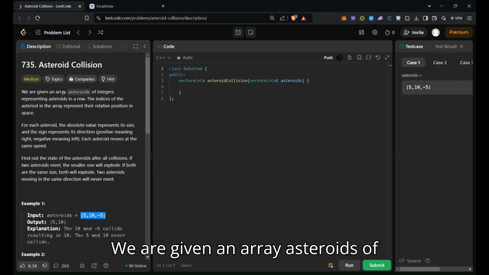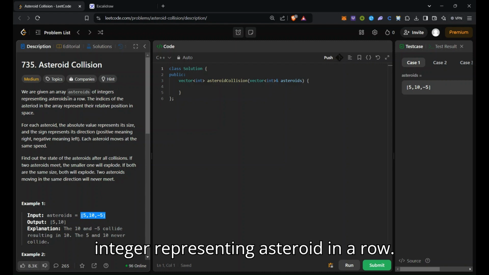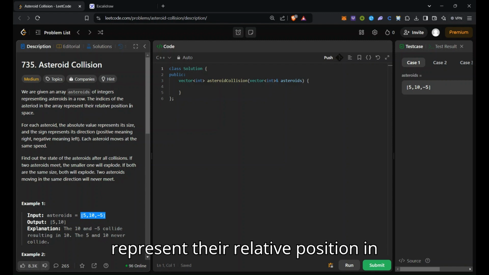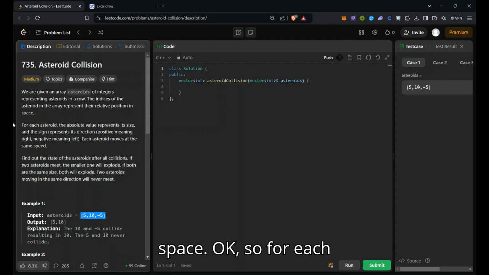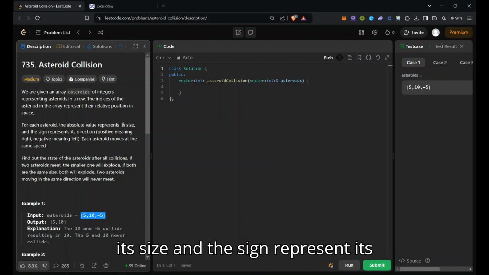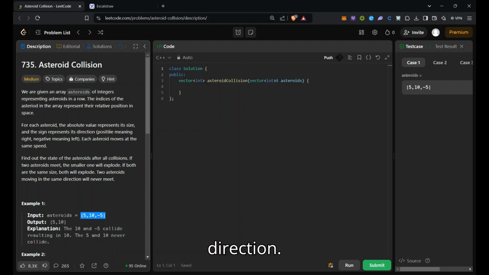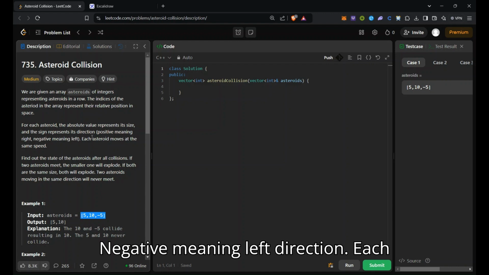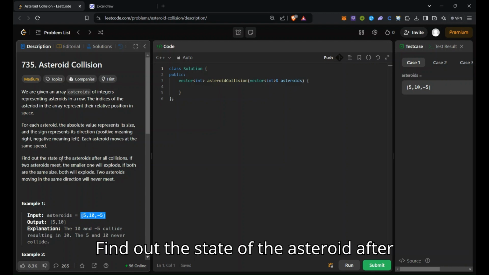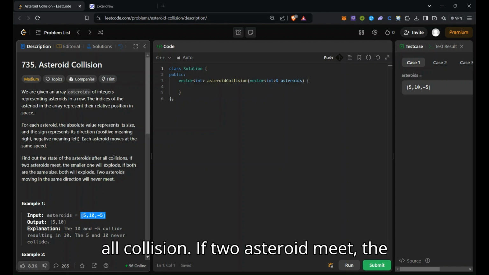We are given an array asteroids of integers representing asteroids in a row. The indices of the asteroids in the array represent their relative position in space. For each asteroid, the absolute value represents its size and the sign represents its direction. Positive meaning right direction, negative meaning left direction. Each asteroid moves at the same speed. Find out the state of the asteroids after all collisions.